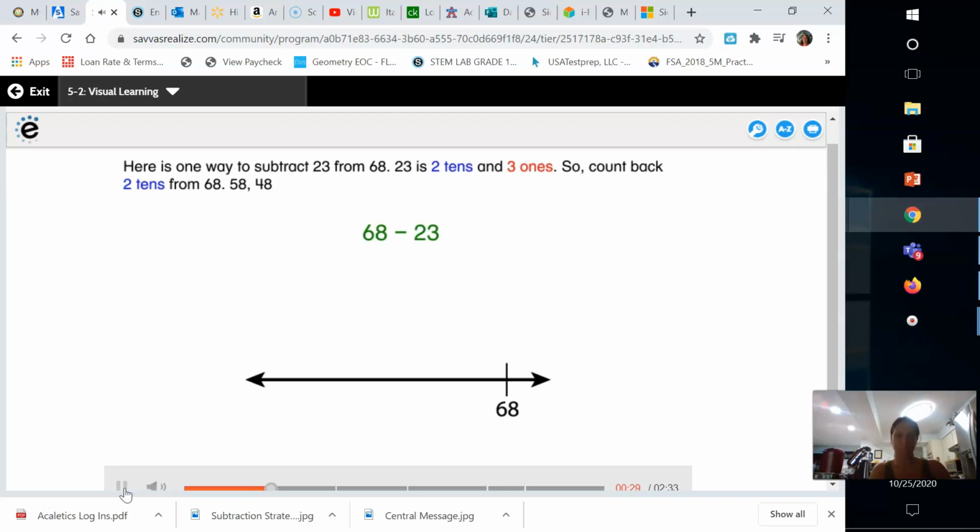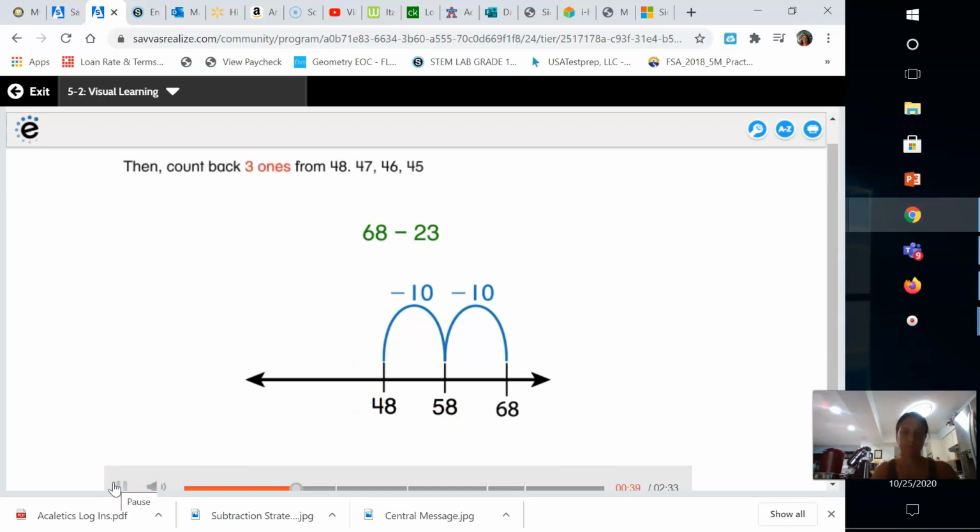23 is 2 tens and 3 ones. So count back 2 tens from 68. 58, 48. Again, counting backwards is always harder than counting forwards for some reason. You have to think smaller in your head. So we're going to take away a 10 each time. So instead of a 6, it's a 5. Instead of a 5, it's a 4. Then count back 3 ones from 48. 47, 46, 45.